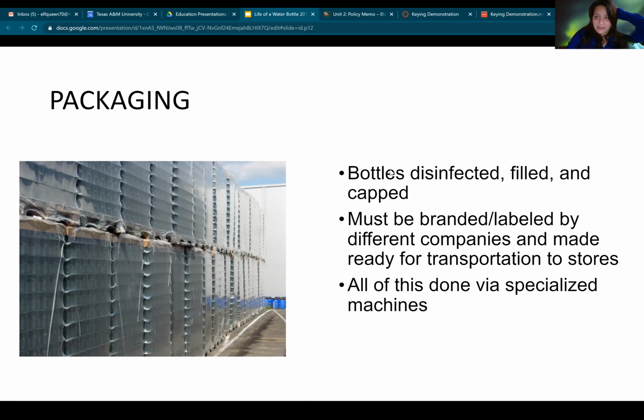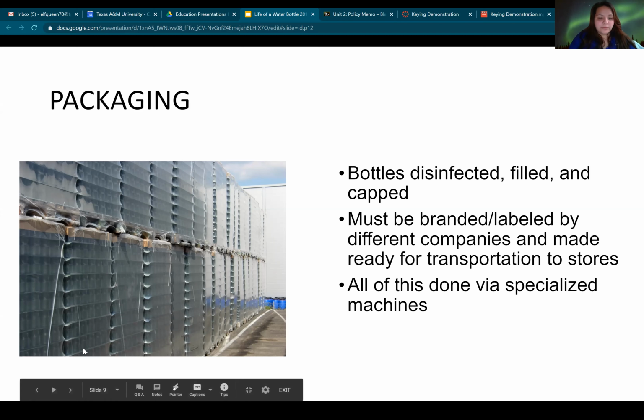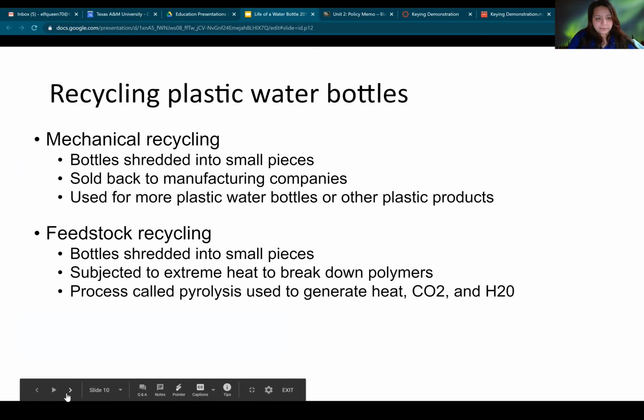So they use water to clean out the water bottle, and then they put water in the water bottle, or they use water and disinfectant to clean out the water bottle, put water in the water bottle, use more plastic to cap it, then they use more plastic to brand it, and then they use more plastic to package it all together, like you can see in this picture. And then most of this work is done using specialized machines.